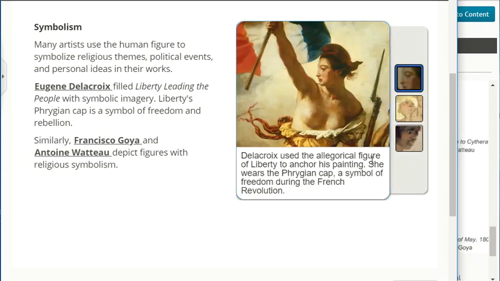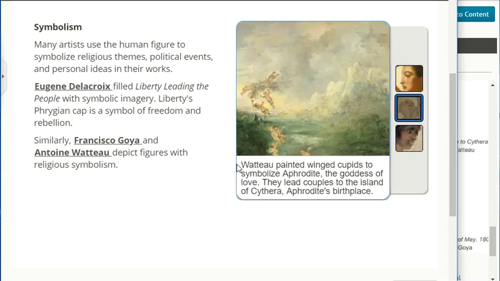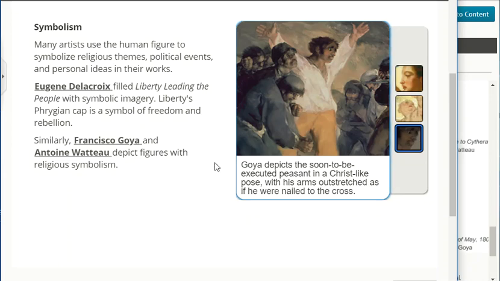Delacroix used the allegorical figure of Liberty to anchor his painting. She wears the Phrygian cap, a symbol of freedom during the French Revolution. Watteau painted winged cupids to symbolize Aphrodite, the goddess of love. They led couples to the island of Cythera, which was Aphrodite's birthplace. Goya depicts the soon-to-be executed peasant in a Christ-like pose with his arms outstretched as if he were nailed to the cross.